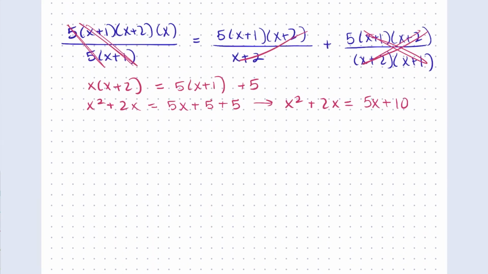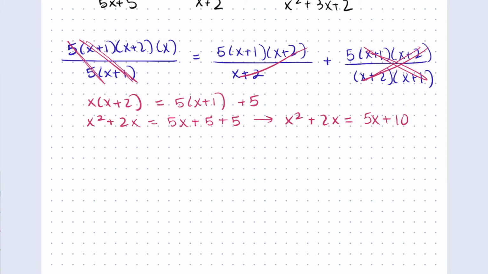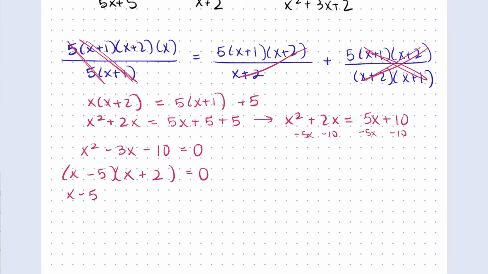So I'm just going to solve this guy. I'm going to get it equal to 0 by subtracting 5x and subtracting 10 from both sides. And that's going to be x squared minus 3x minus 10 equals 0. The way that I would factor that, again, it's got a leading coefficient of 1, so it's pretty quick to factor. What multiplies to negative 10 and adds to negative 3 is going to be x minus 5 and x plus 2. So we'll set both equal to 0 to be able to find our solutions.